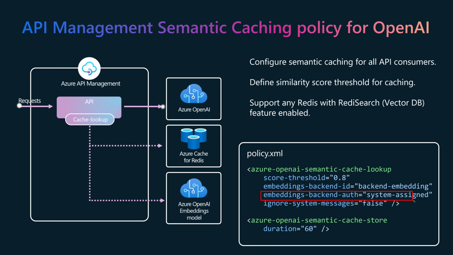Another attribute inside this policy here is the embedding backend auth. So here we are using system assigned managed identity for the API management to authenticate to use the embedding model.